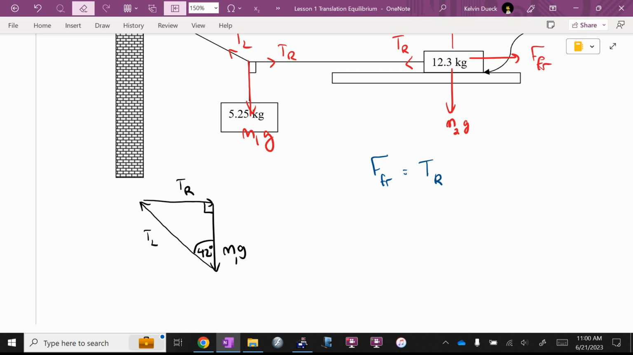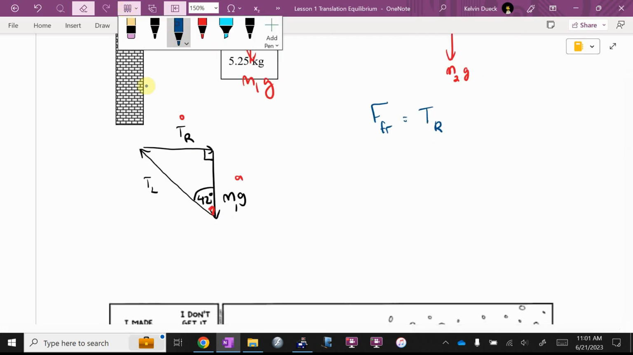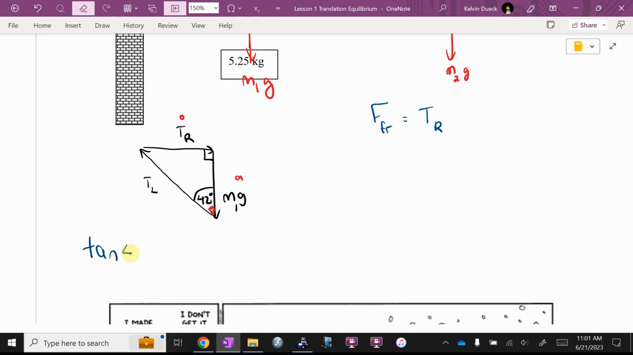What am I hoping to write an expression for? Tension right. So, color, color, color. Tension right, opposite, adjacent, or hypotenuse. What about M1G? Because that's the one that I know. Yeah. I could label tension left. I don't know it. Who cares? Which trig function? Tan. Haven't used that for a while. Yeah, you're right. It's going to be tan 42 equals tension right over M1G. Get the tension right by itself.